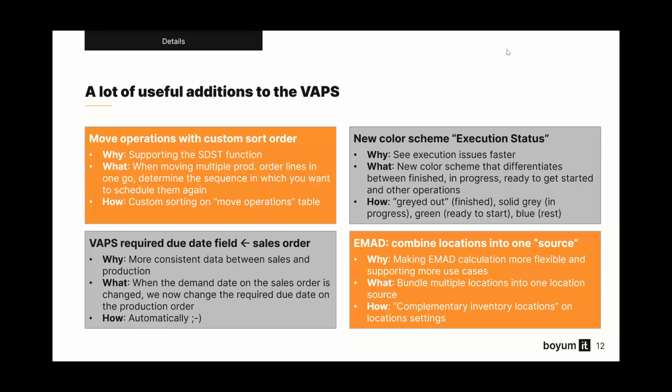So last but not least, we have this algorithm that calculates the EMAT, the earliest material availability date, and we have customers who... and the EMAT looks at location code.